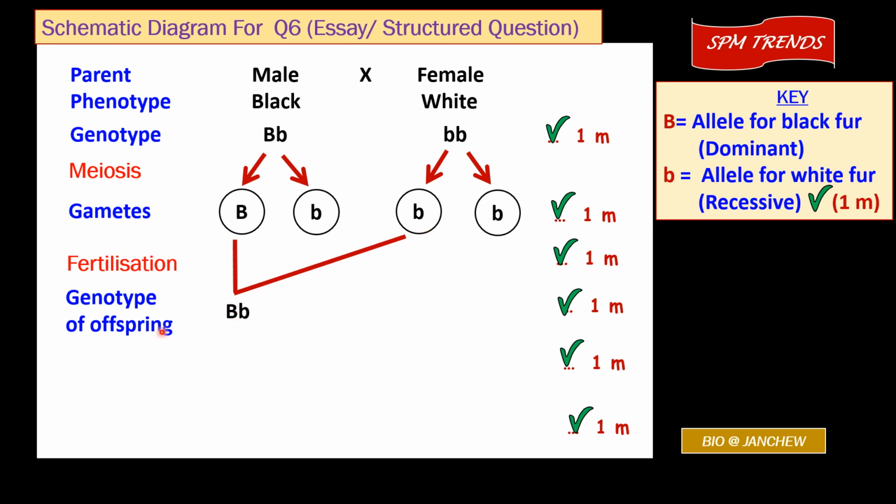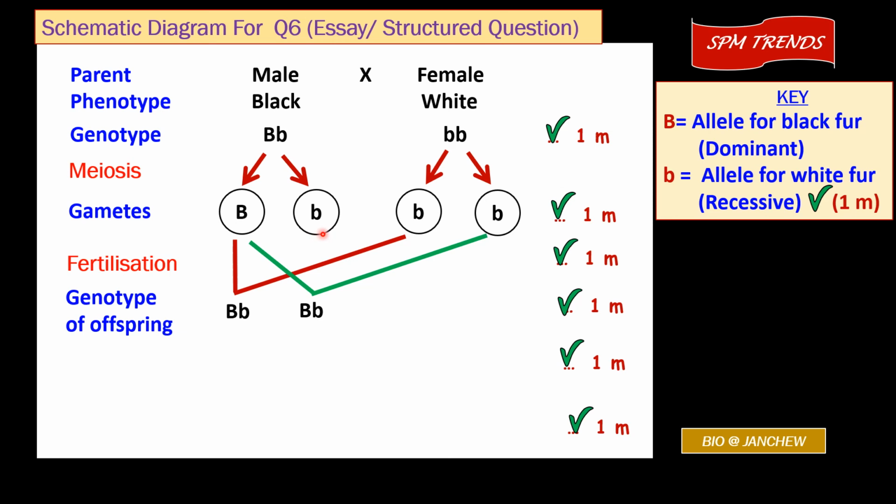So this offspring will have the genotype big B, small b. Second possibility is the first gamete fuses with the second gamete from the other parent. Draw the lines to show the fusion. Again, the result is a genotype similar to the first one, big B, small b.